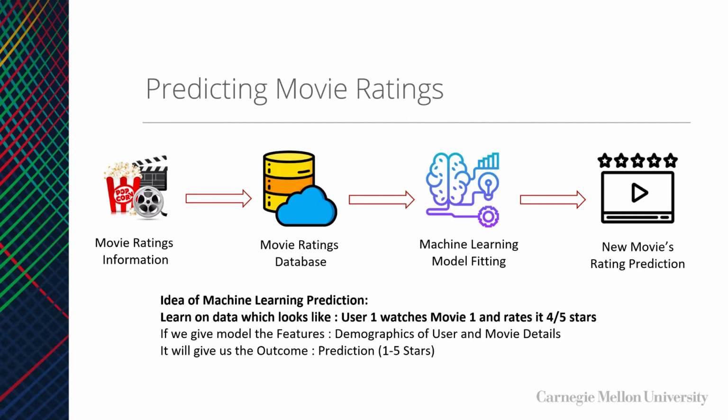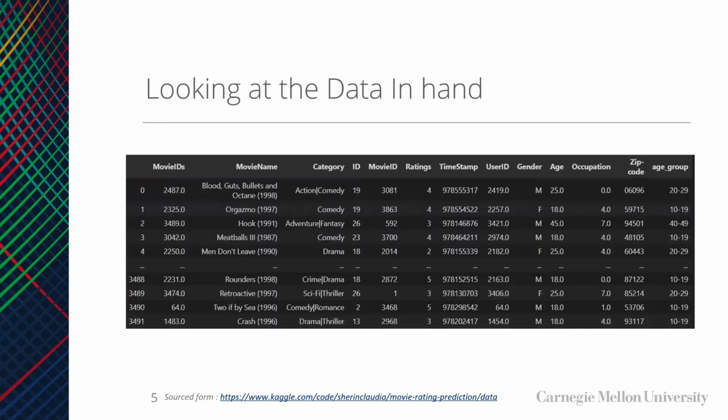The idea is simple. Machine learning models will take this data and learn how to predict the rating if a particular set of features were provided to it. Features here are the demographics of user and movie details. It will give us the outcome prediction of 1 to 5 stars. Here's an example of how the data I'm using will look like. The data was downloaded and processed from the Kaggle link provided below.